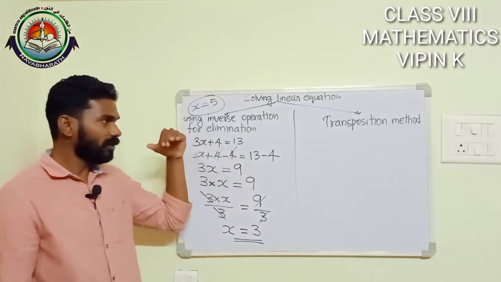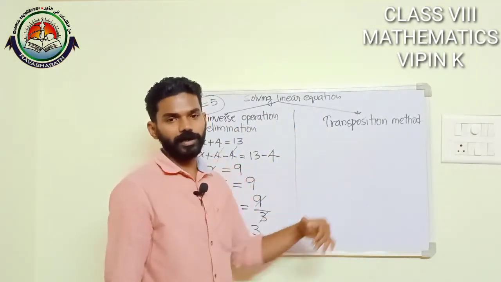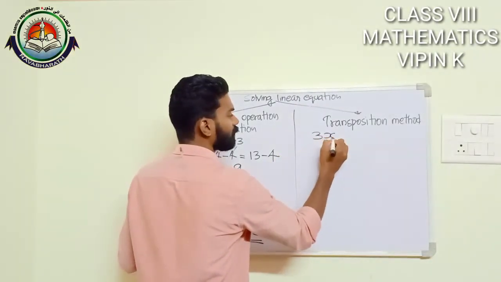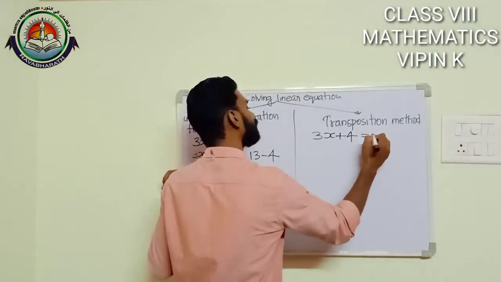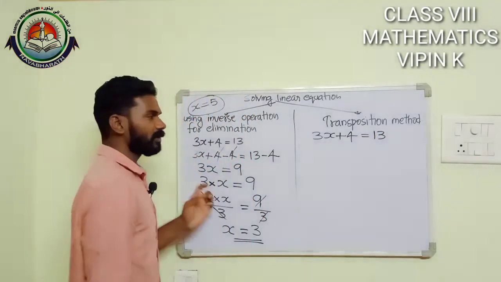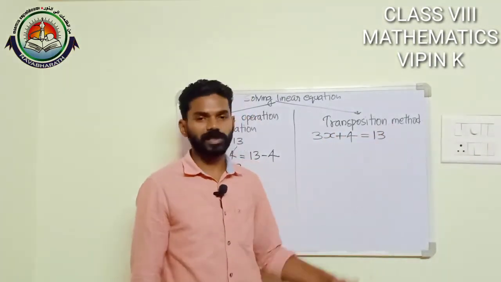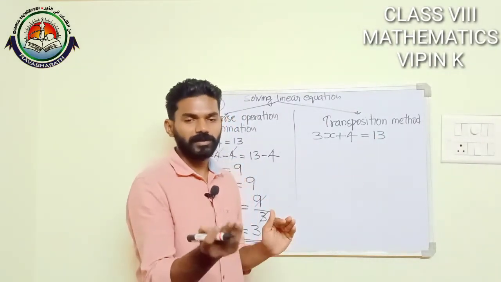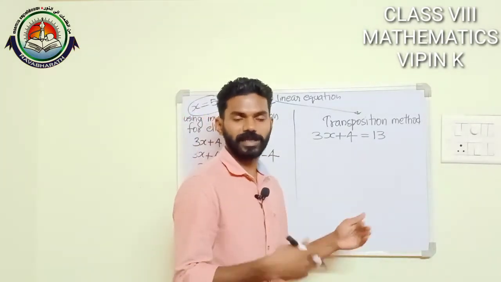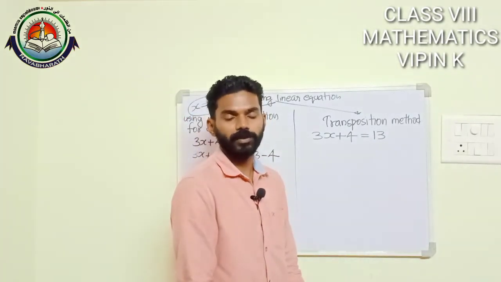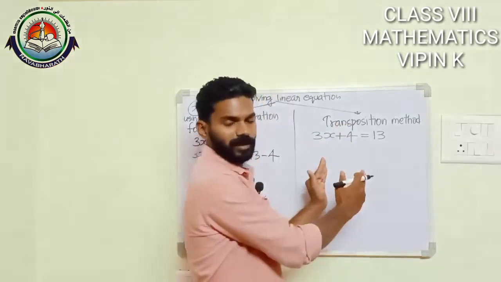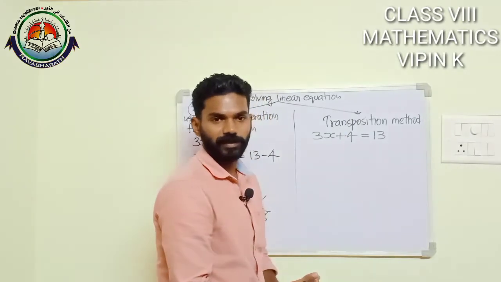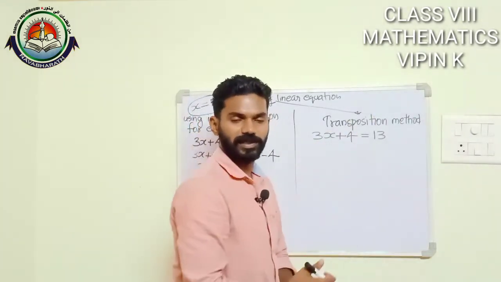So by the second method, we are going to solve the same equation. Our equation is 3x plus 4 equals 13. But here the method is the transposition method. In the transposition method, we do not do additional operations, extra operations. But what we do is the operations in the equation itself are transposed, or their positions are changed.